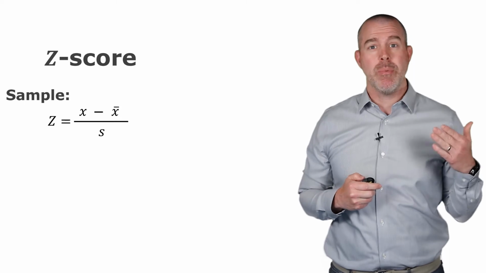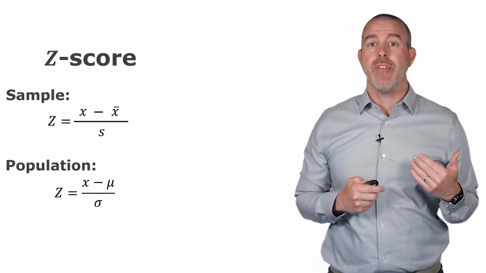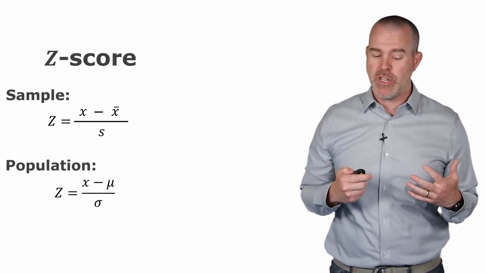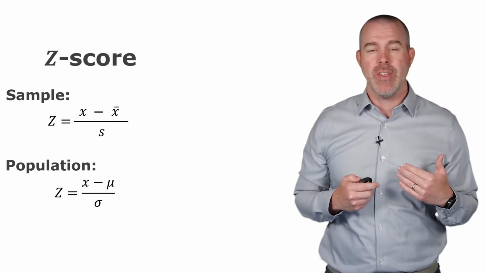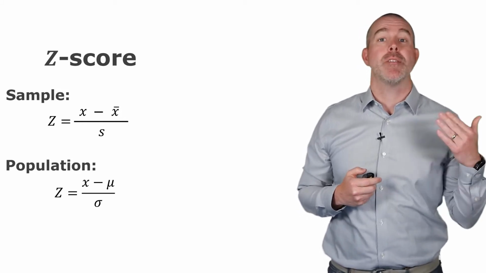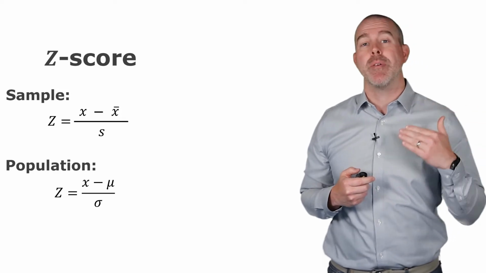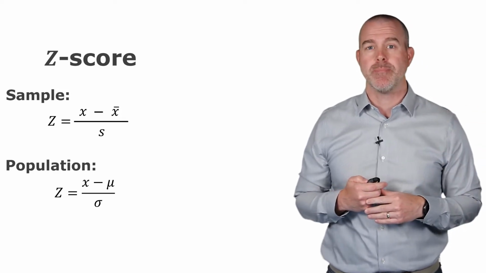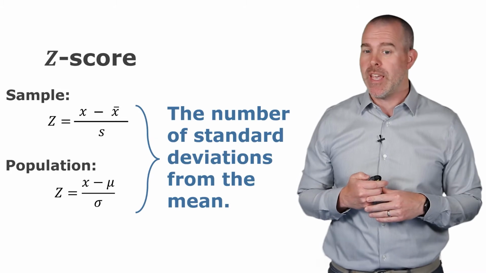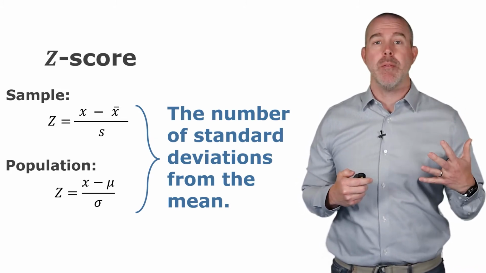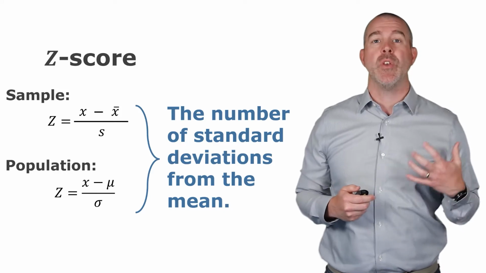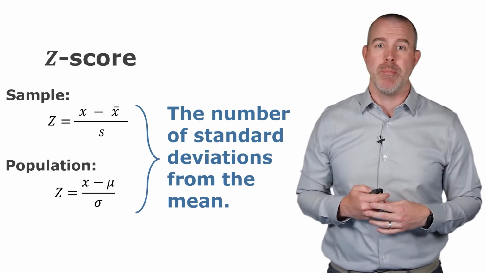For the sample, it would be X minus X bar over S. If you happen to have population information and you have those parameters, the population mean mu and the population standard deviation sigma, then it's X minus the population mean mu over the population standard deviation sigma. In both cases, what this gives you is the number of standard deviations from the mean. This is really important. The Z-score gives you the number of standard deviations from the mean.